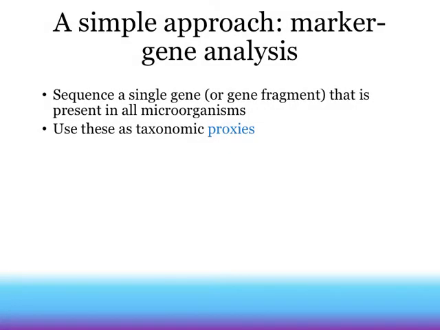So one of the simplest approaches to characterizing the microbiome is marker gene analysis. The idea here is that you have all of bacterial biodiversity, and you want to grab onto one thing that everyone has, so that you can target that in a molecular analysis and do comparative studies to try and get at who's living there. And so the most commonly targeted gene is? 16S ribosomal RNA. Yes, exactly, for all of its limitations.